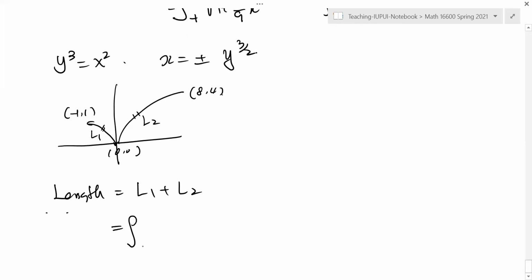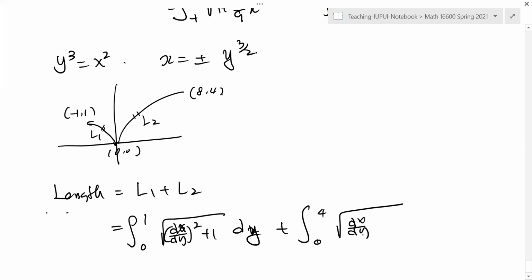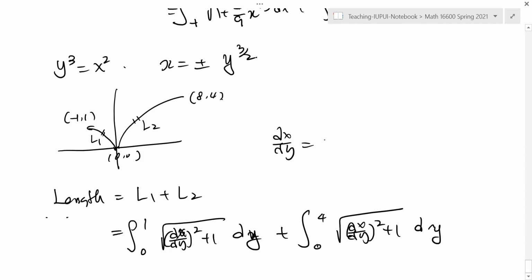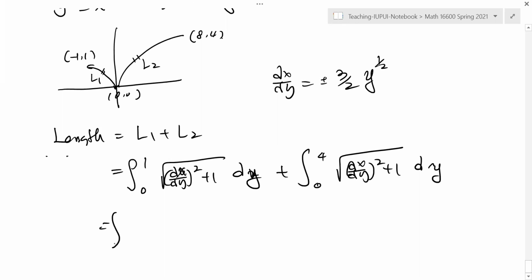So y is from 0 to 1, the square root of (dx over dy) squared plus 1, dy. And for that one, y is from 0 to 4, (dx over dy) squared plus 1, dy. Okay, so what is dx over dy? Dx over dy is going to be, depends on sign, right? It's plus minus 3 over 2 y to the 1/2. So when you square it, you get 9 over 4 y plus 1 dy.